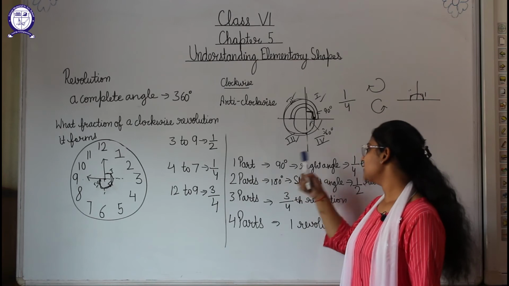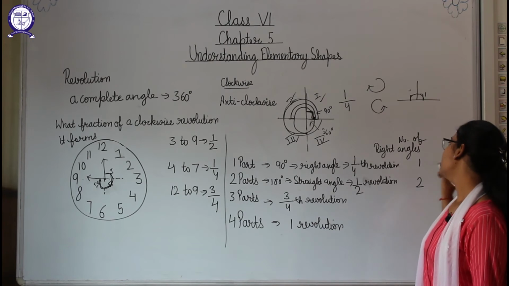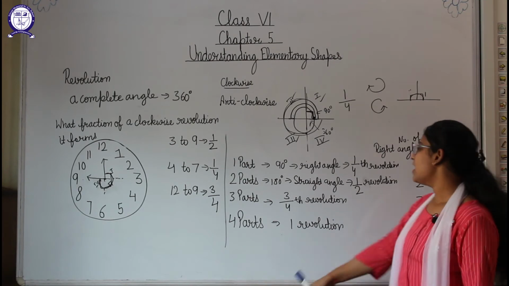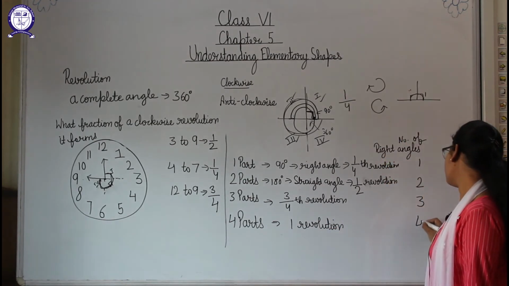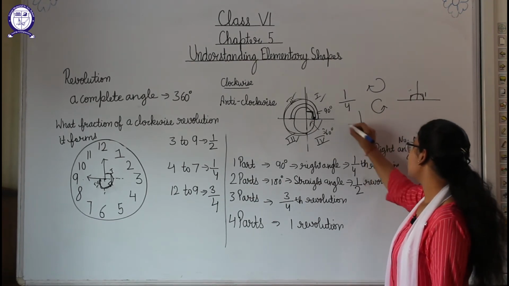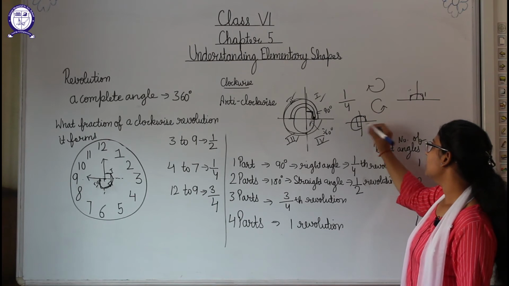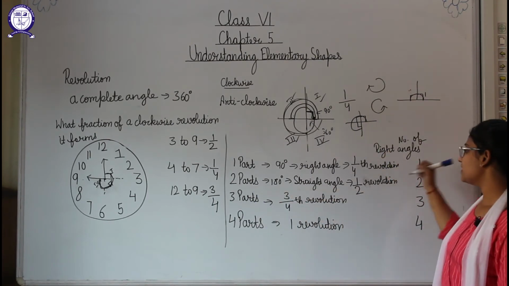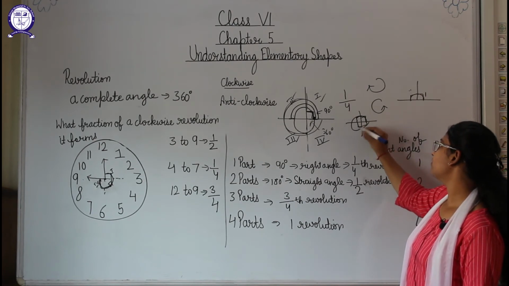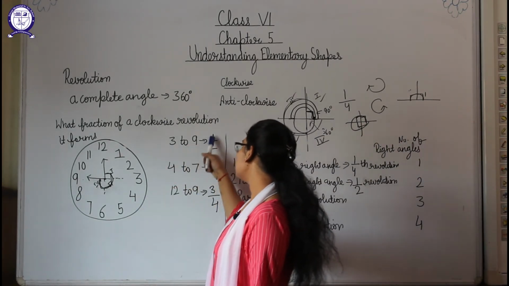So for the 2 parts, when it is covering half of the revolution, it is making 2 right angles, and for the 3 parts it will be making 3 right angles, and 4 parts means the whole revolution, it will be making 4 right angles. Okay, 3 parts means this area, I am making it here. If it is covering from here to here, how many right angles are here? 1, 2 and 3. So for 3 parts it is making 3 right angles, and for the 4 parts, from here to here, 1, 2, 3 and 4. So it is making 4 right angles. Okay, now if we check here, from 3 to 9 it is making half a revolution.